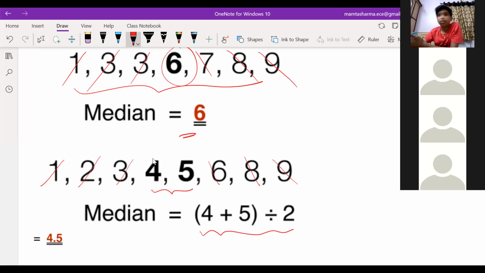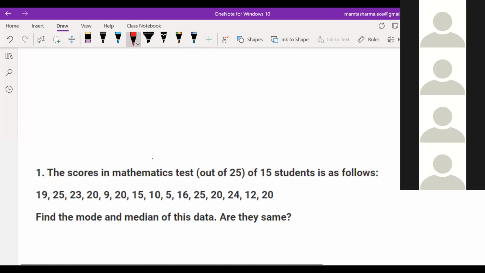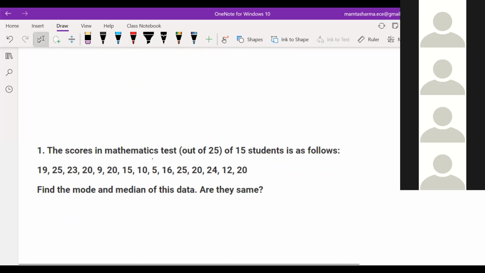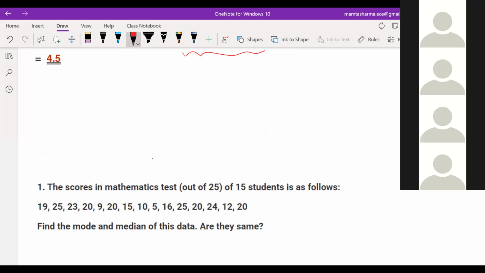I think this is the easier way, right? Now let's take an example. The scores of a mathematics test of 15 students are as follows. Find the mode and median of this data and compare, are they the same or not. Do this question and type your answer in the chat box.